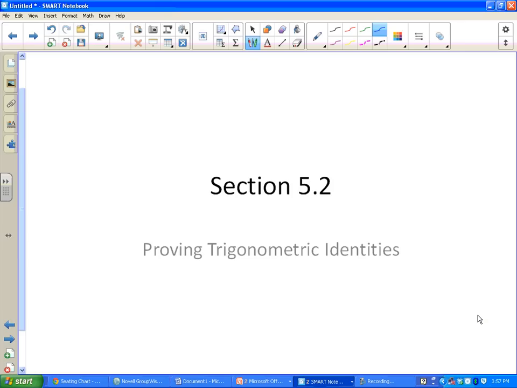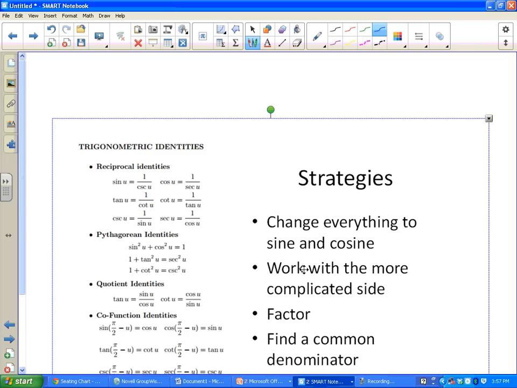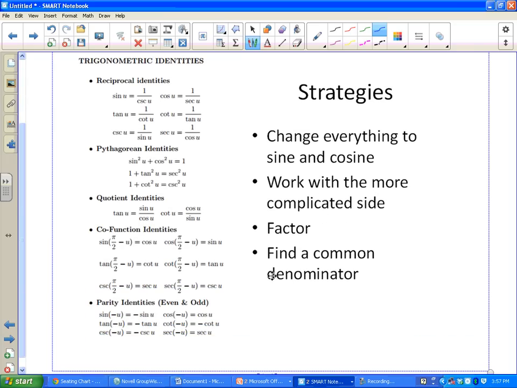Section 5.2, Proving Trigonometric Identities. So in Section 5.1, we talked about simplifying using trigonometric identities, and now what we're going to do is prove that things that don't really look like identities really are two things that equal each other. So we have these things that we know.